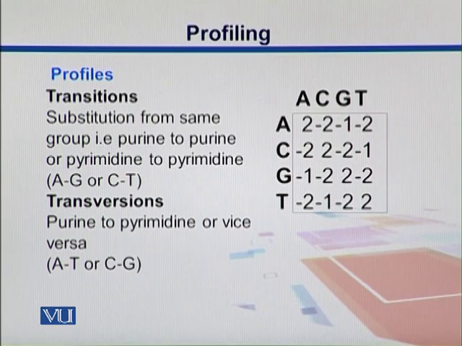What are transitions? These are the substitutions from the same group, that is purine to purine or pyrimidine to pyrimidine. So if in this matrix we have an A on one side and an A on the other side, we come up with a score which is +2, and we have different scores. For example, if A replaces C, that is -2, because A comes from the purine group and C comes from the pyrimidine group.